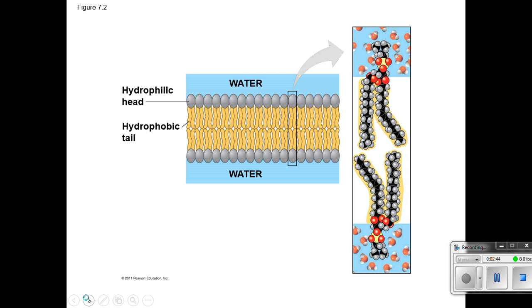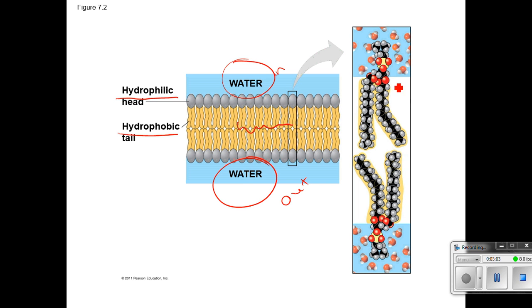So here's a picture of what that looks like. These heads are water-loving, and the tails are water-fearing. This is why we have water on the inside of the cell and water on the outside of the cell. And the tails are right here in the middle where they are not exposed to the inside of the cell or the outside of the cell.